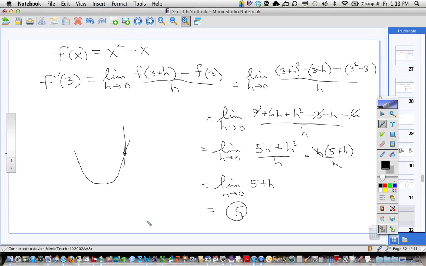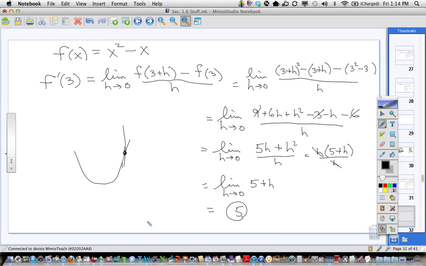So you might have some problems with, say, find the average rate of change between here and here. Well, you're just doing a slope calculation. So anytime they say find the average rate of change, it's a slope calculation. It's not really an average. People get confused with that. They hear average rate of change, they think they got to add something up and divide, because it says average.